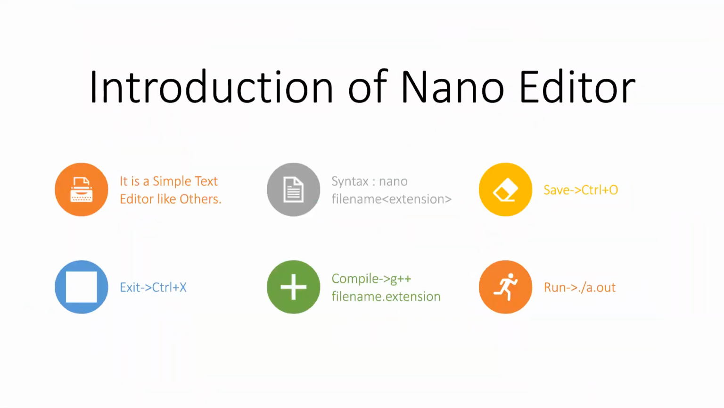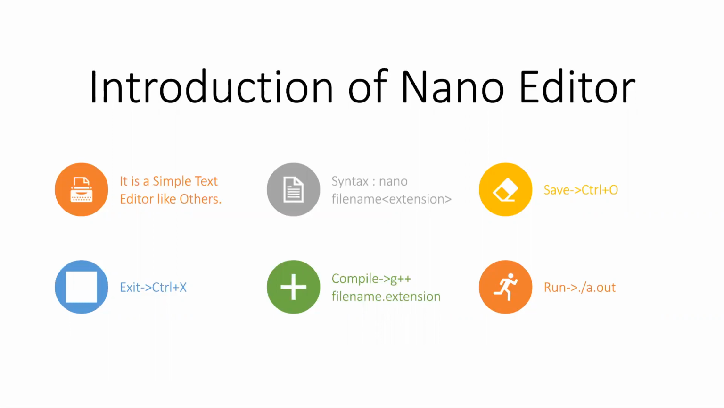Now the vi editor is a little bit complicated. I already told you, there are lots of commands you have to remember to move the keys upwards and downwards, and to insert content in between the lines, etc. So that is why in Linux another editor is already installed. The name of that editor is the nano editor. Just a description: it is a simple text editor like others. The syntax is the same as vi: you write nano, space, file name with extension.